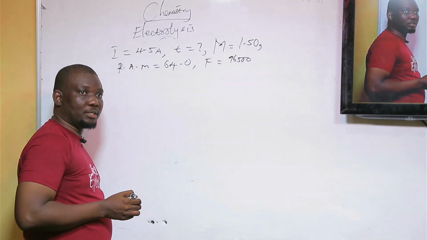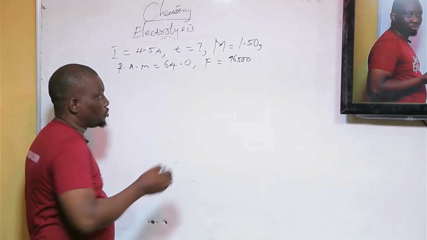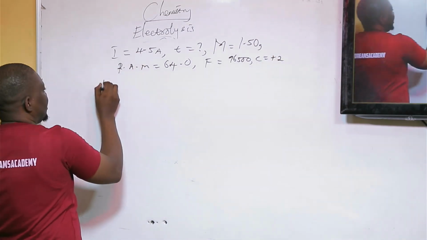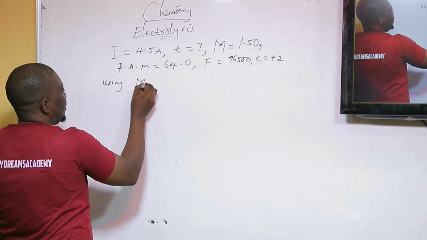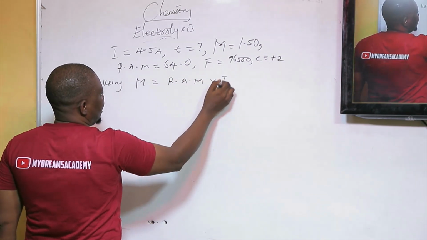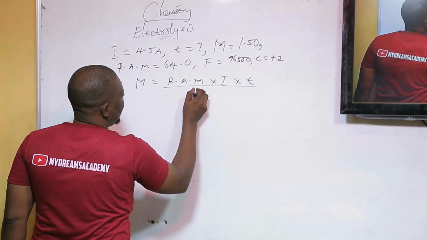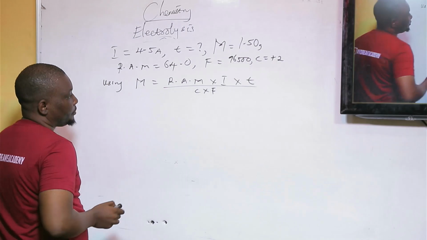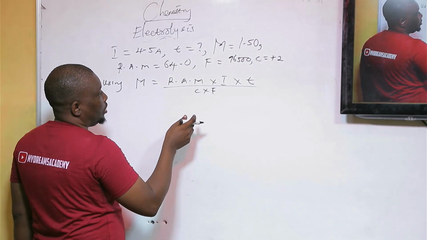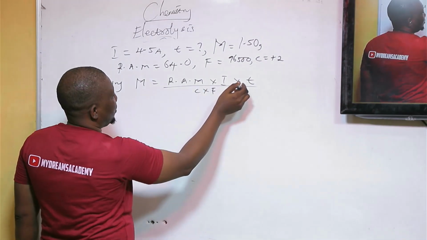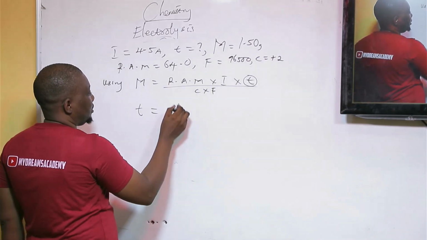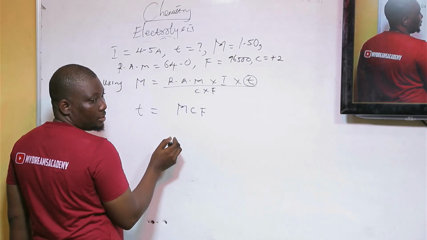So strategically, from the name of the salt, copper 2 sulfate, meaning that the charge on that metal is what? 2. So that means that C is plus 2. So with this, M is what? Relative atomic mass times I times time upon C times F. So we make T the subject of the formula here. So T now is what? MCF over RAM times I.